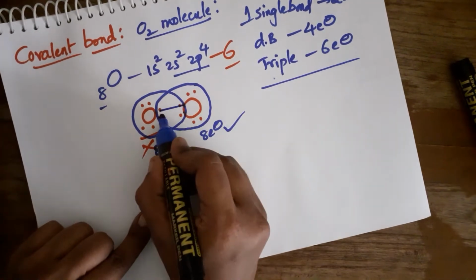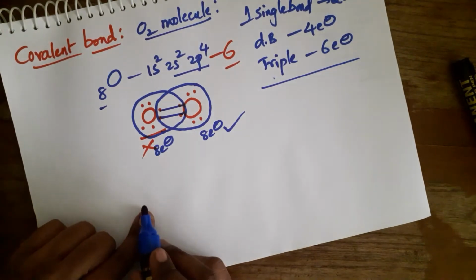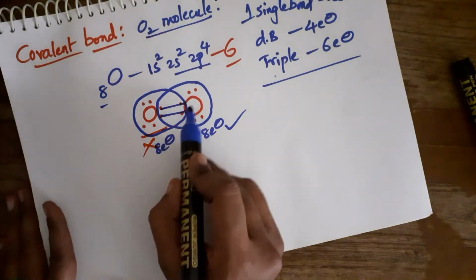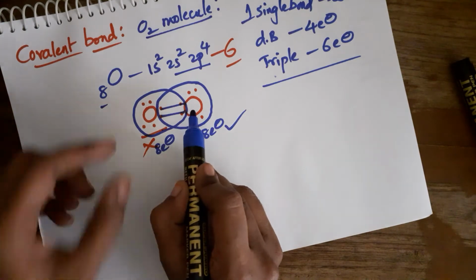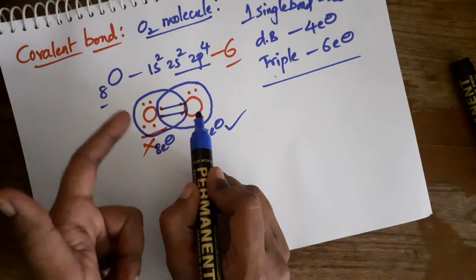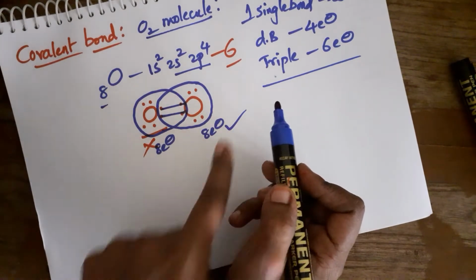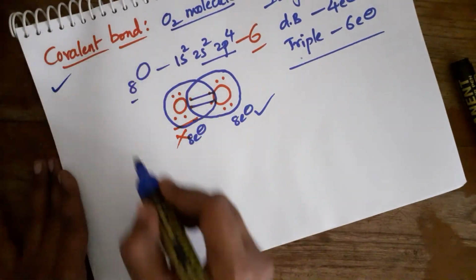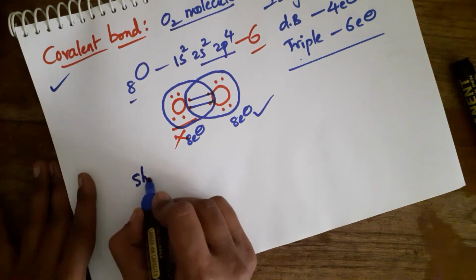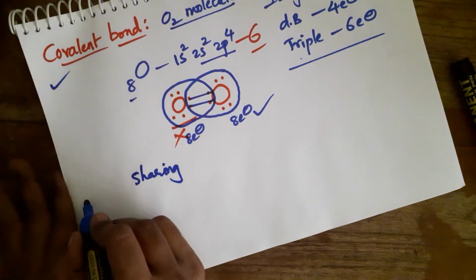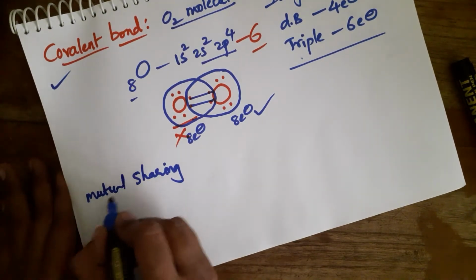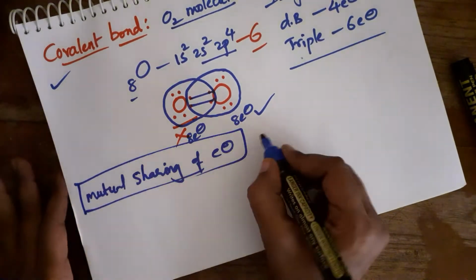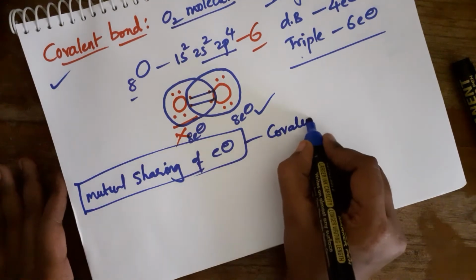It forms a double bond with the other oxygen. Here the electrons are mutually shared by the 2 oxygen atoms. The electrons of one oxygen are shared by the other oxygen, and the electrons of this oxygen are shared by the other. Here mutual sharing of electrons occurs. That type of bond is called a covalent bond. Mutual sharing of electrons is called a covalent bond.